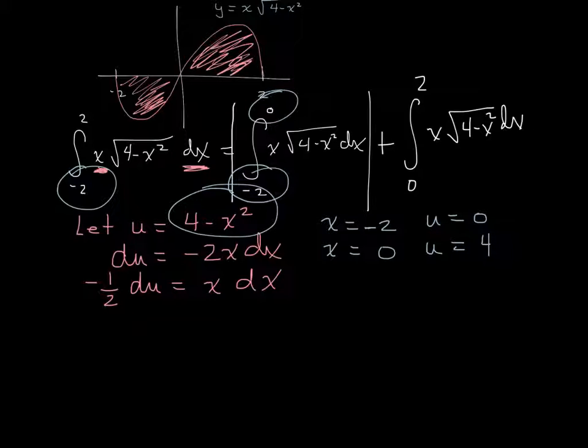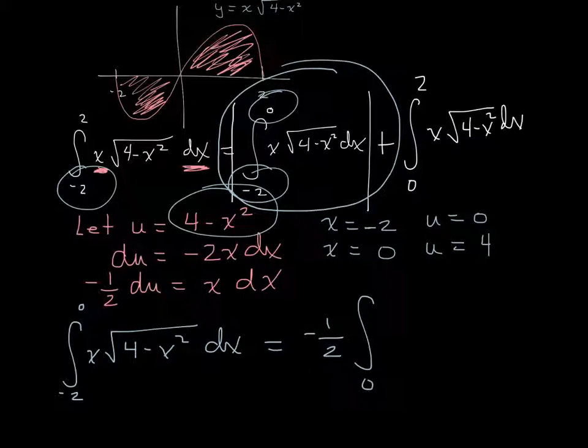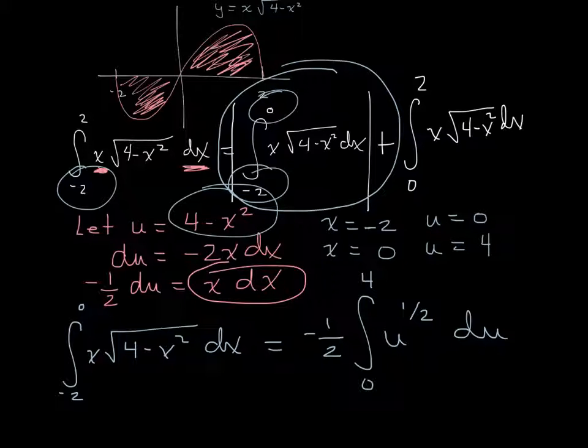So going back from here, I can rewrite the integral from -2 to 0 of x square root of 4 minus x squared dx with my substitution as -1/2 from 0 to 4 of u to the 1/2 du. So notice all I did here was substitute my x dx for my -1/2 du and substitute u for 4 minus x squared.